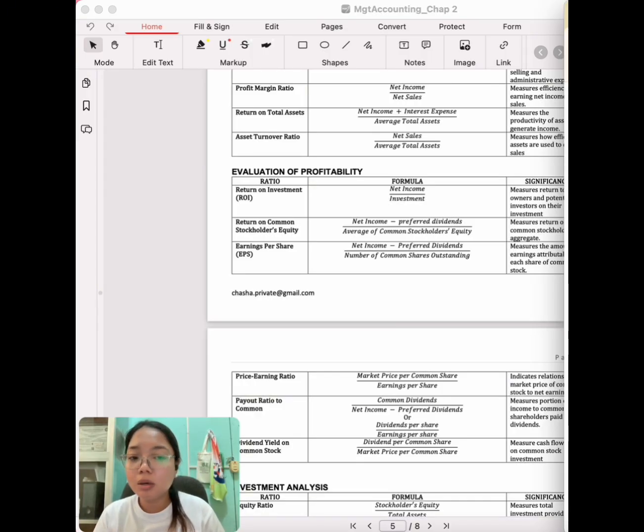Next is payout ratio to common. So, this measures the portion of net income attributable to common shareholders that is paid out as dividends.